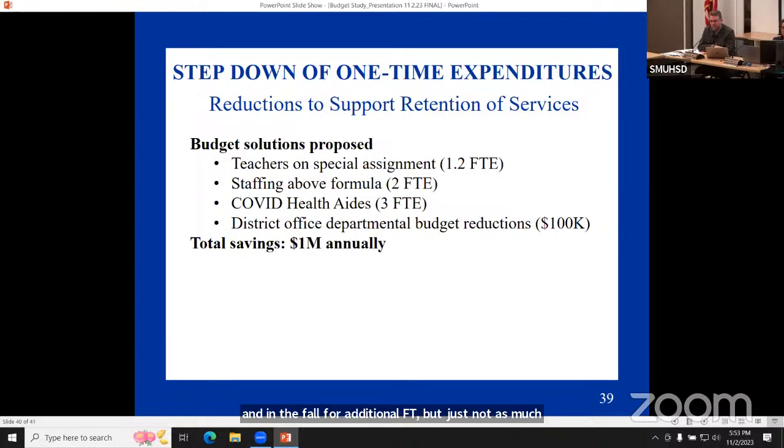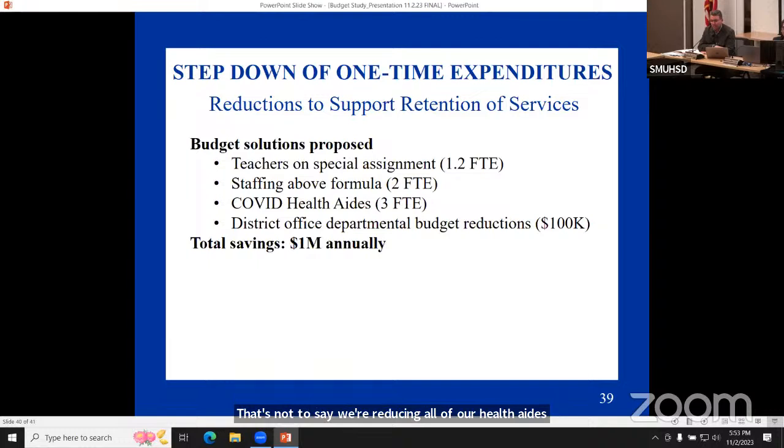Additionally, we would look to reduce our COVID health aides. They were on the list to be reduced over time. We were just asking that we reduce them earlier, and that would be 3 FTE. We still have health aides across the district. That's not to say we're reducing all of our health aides. These are just the additional ones that came through with COVID.